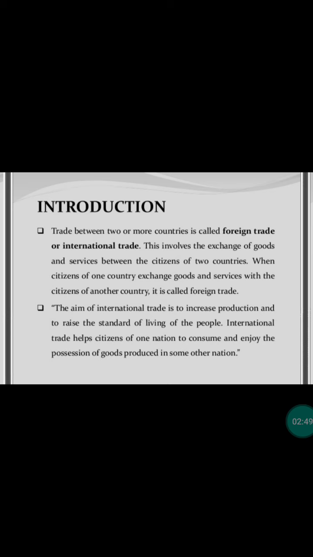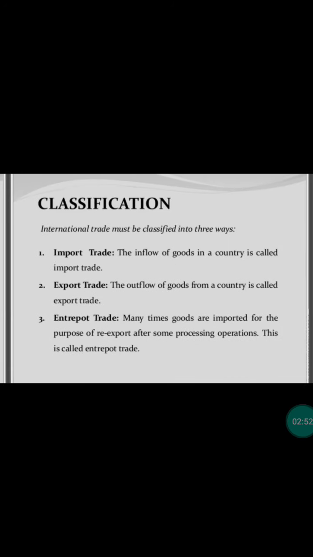So first of all, there are different types of international trade. International trade is classified into three sections. First one is import trade. Import trade means importing of goods from other countries, or the inflow of goods in a country. The second one is export trade, that is exporting goods and services to other countries from our country. The outflow of goods from a country is called export trade.